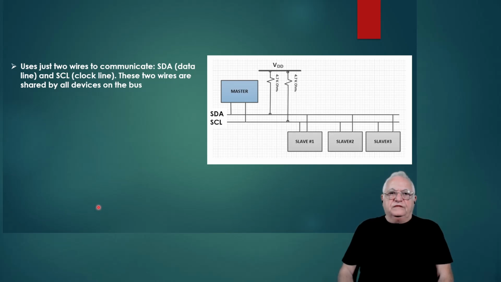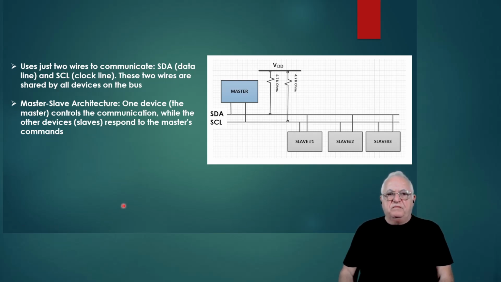So the I2C uses two wires to communicate. One is the SDA, the data line, and the other one is the clock line. These two wires are shared by all the devices on the bus. This is a master-slave architecture. One device, the master, controls the communication, while the other devices, the slaves, respond to the master. And later on, I'll explain how a device becomes the master.